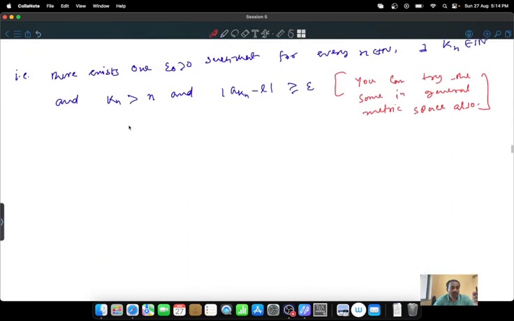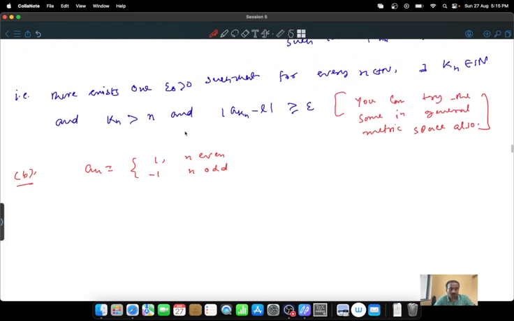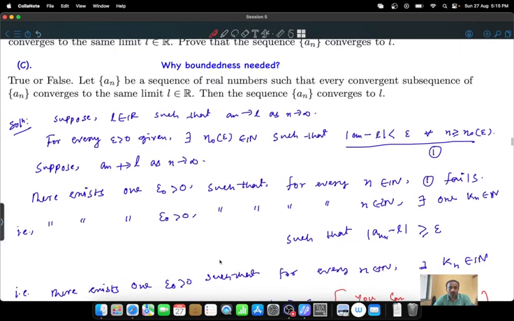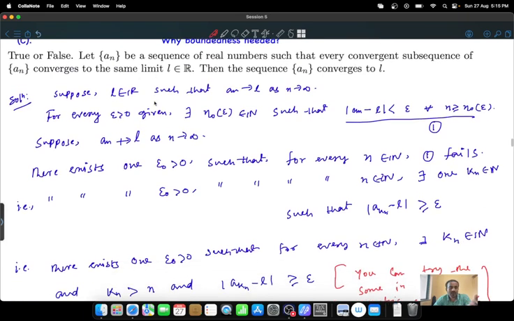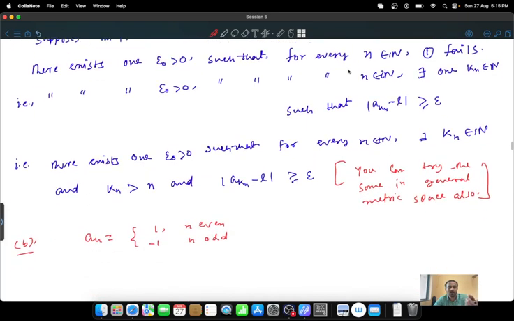As an example, if you take an equals 1 if n is even and -1 if n is odd, then you see it has only two convergent subsequences. One is 1 for the even terms, the other one is -1, although the sequence itself does not converge to any real number. So here, if I remove the condition that they converge to the same limit, then the hypothesis fails, and hence you cannot conclude that an converges.